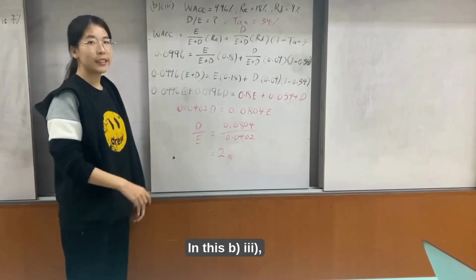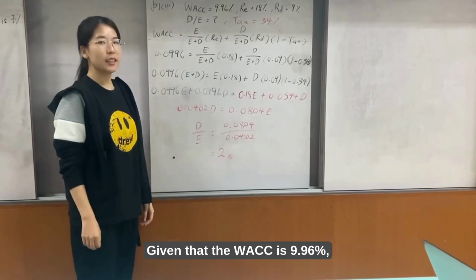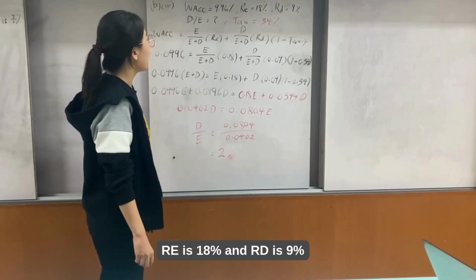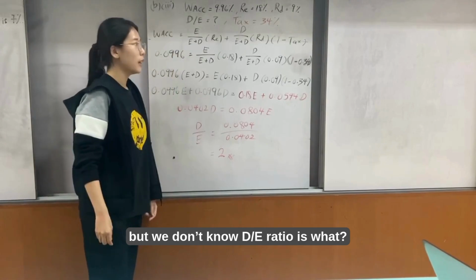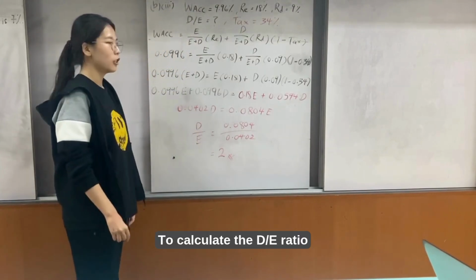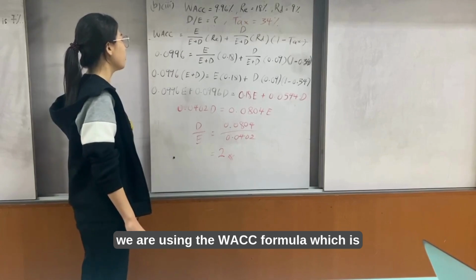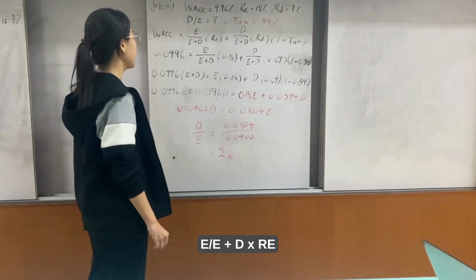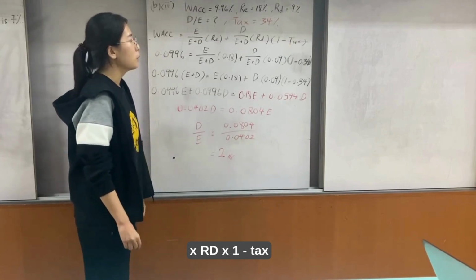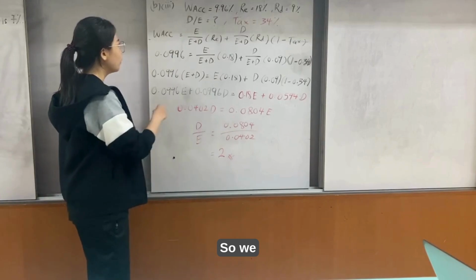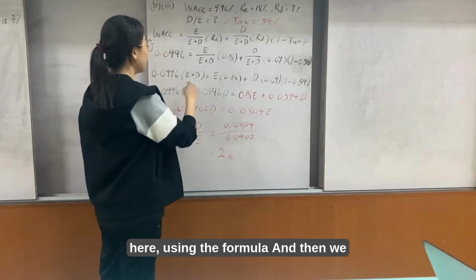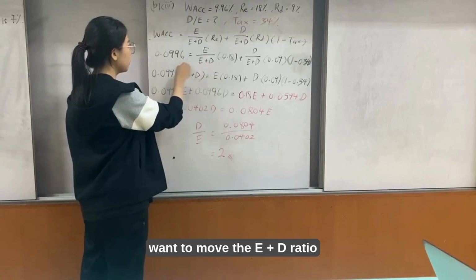This is part B, Roman 3. Given that the WACC is 9.96%, RE is 18%, and RD is 9%, but we don't know what the D/E ratio is, and the tax is given as 34%. To calculate the D/E ratio, we use the WACC formula, which is E divided by (E plus D) times RE plus D over (E plus D) times RD times (1 minus tax). So we insert the data into the formula, and then we want to move the E plus D ratio to here.